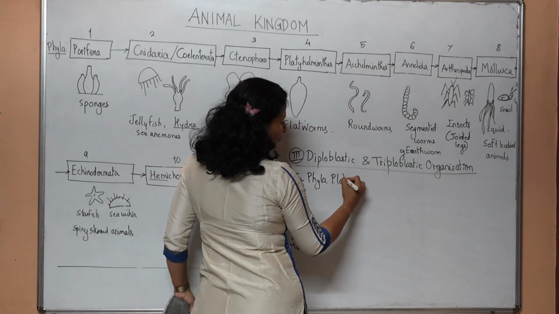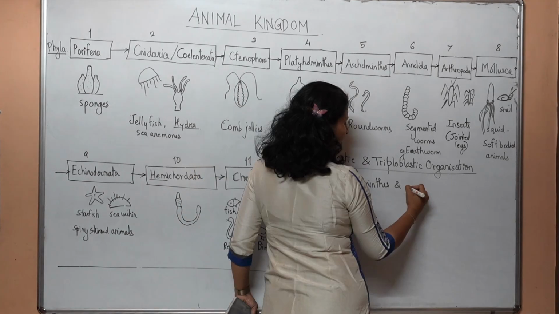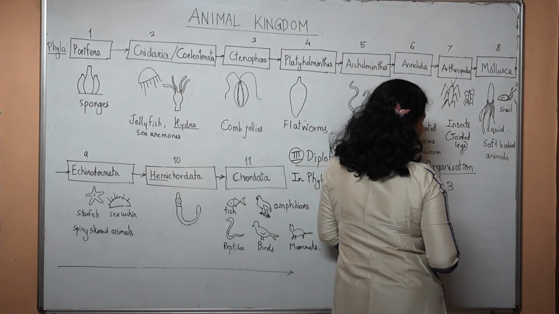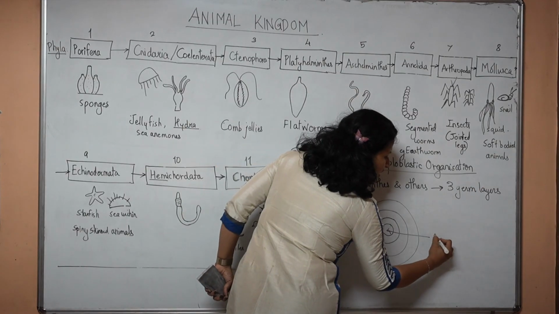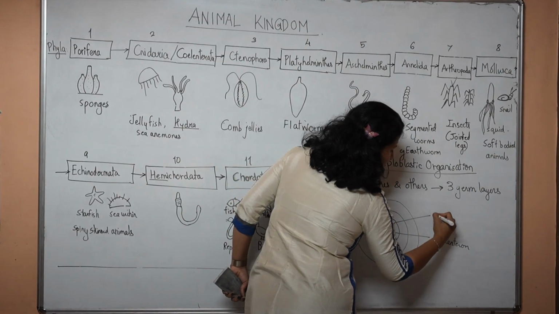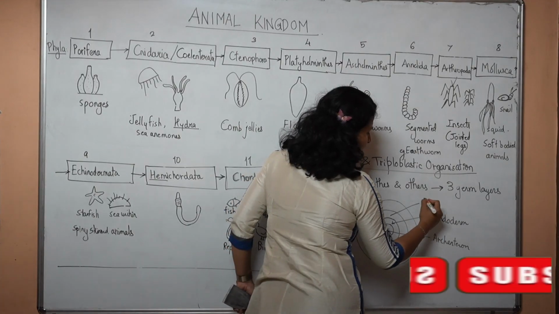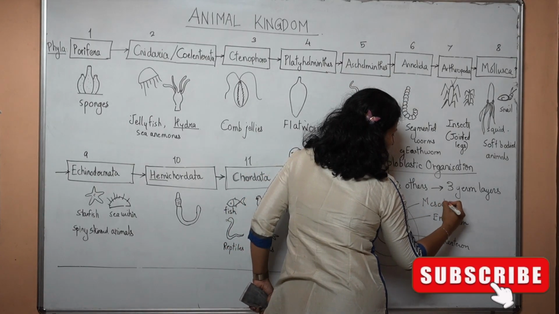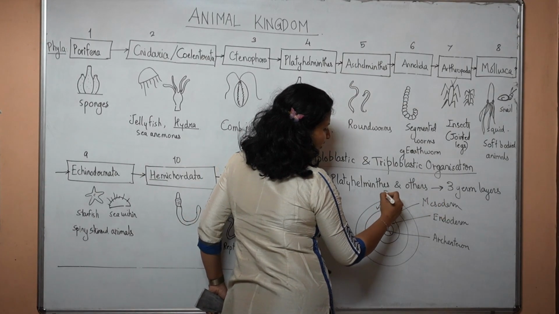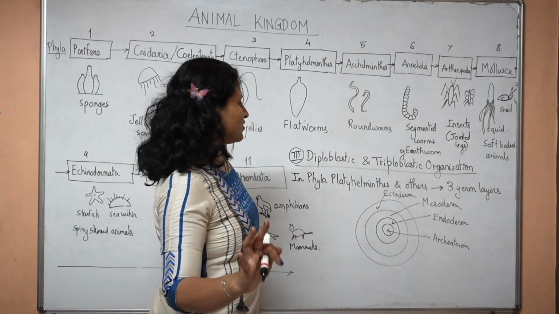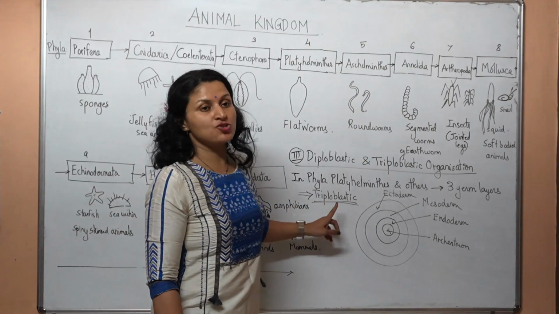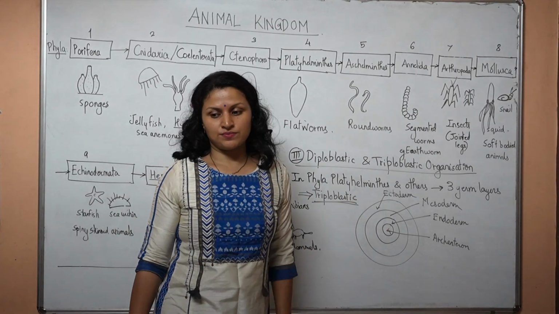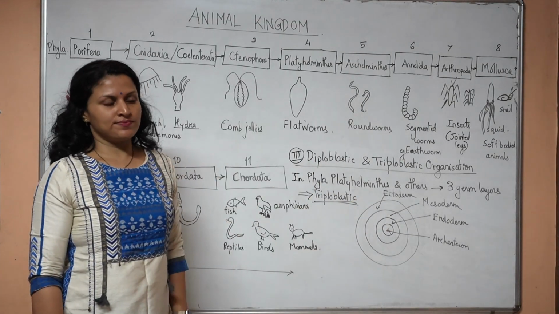In phyla platyhelminths and others, they are said to have how many? Three germ layers. Here they are. Innermost archenteron. Outer to that will be the endoderm. Outside that will be the mesoderm, and outer to that will be ectoderm. Three properly differentiated germ layers. These phyla are said to be of triploblastic organization, platyhelminths onwards. That was the third basis of classification.